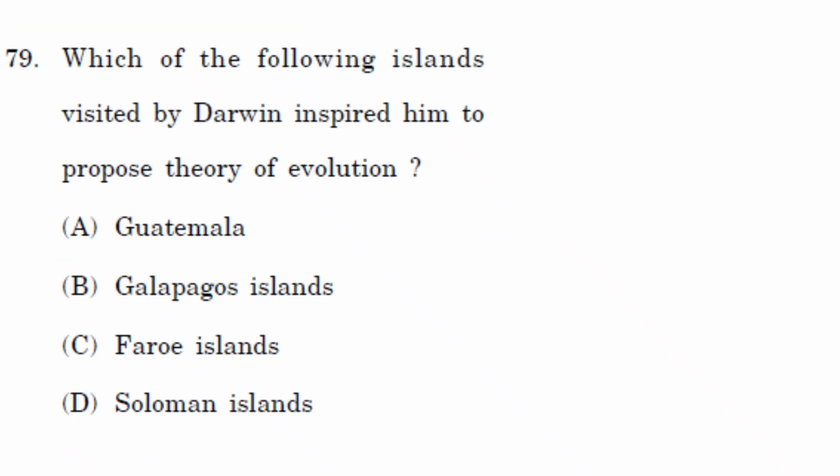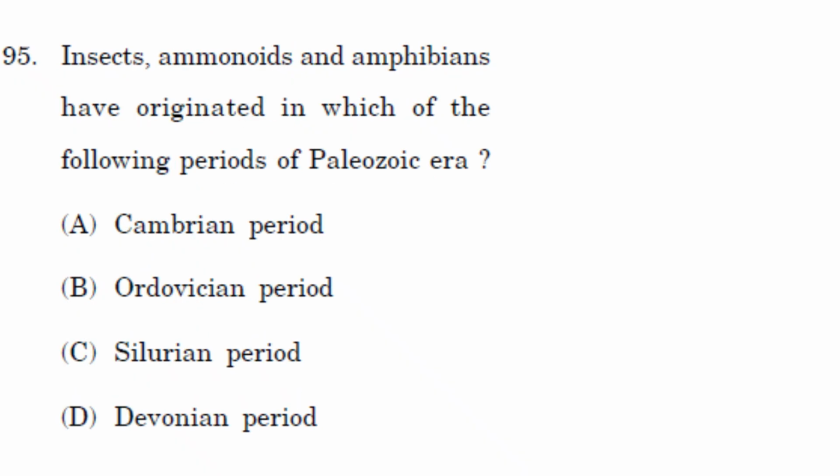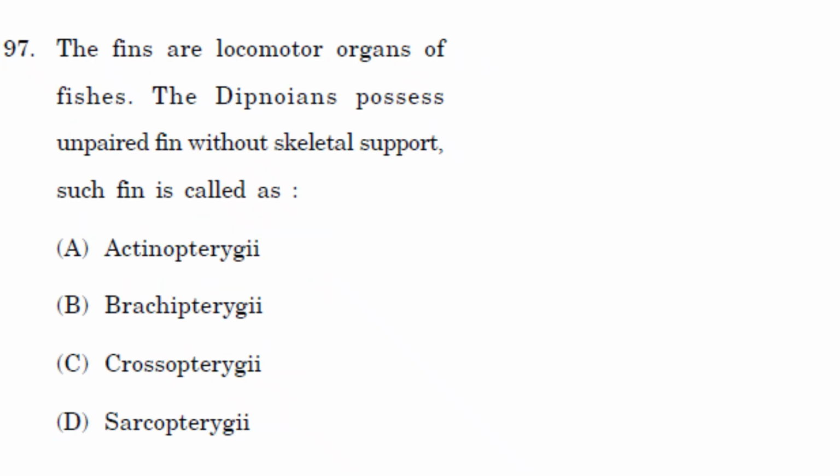Then which of the following islands visited by Darwin inspired him to propose the theory of evolution? Galapagos Island. Everybody knows that. Then insects, ammonoids and amphibians originated in which of the following periods of the Paleozoic era? That is the Devonian period. Then fins are locomotor organs of fishes. The dipnoians possess an unpaired fin without skeletal support. Such a fin is called sarcopterygii.